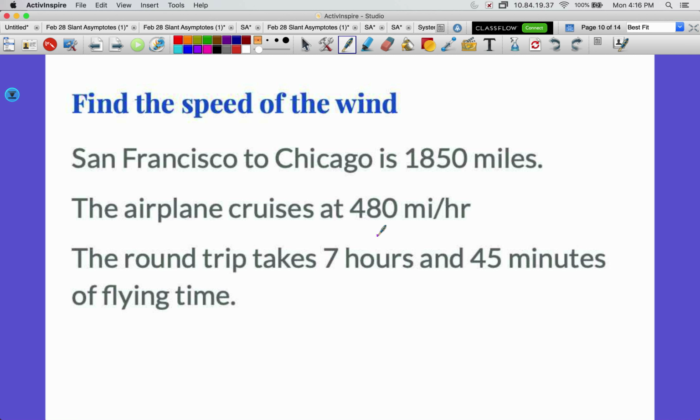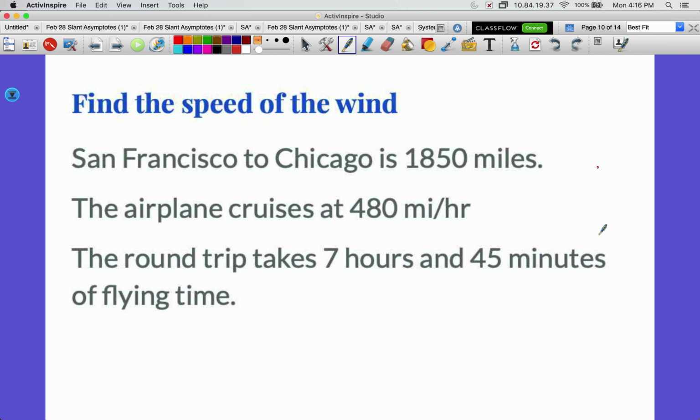All right. Find the speed of the wind. San Francisco to Chicago is 1,850 miles. An airplane can cruise at 480 miles per hour. That's airspeed. Ground speed would then be this number, either plus the wind speed or minus the wind speed, depending on if you're going with the wind or against the wind. The round trip takes 7 hours and 45 minutes.